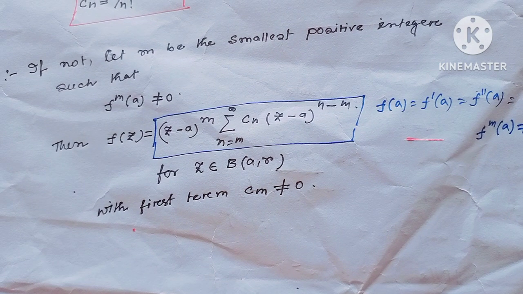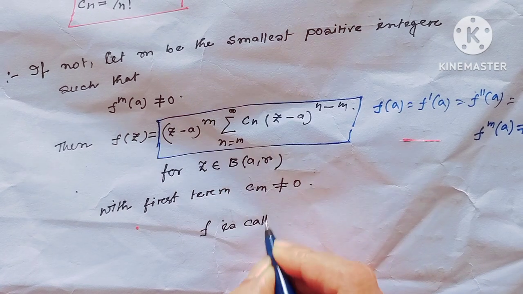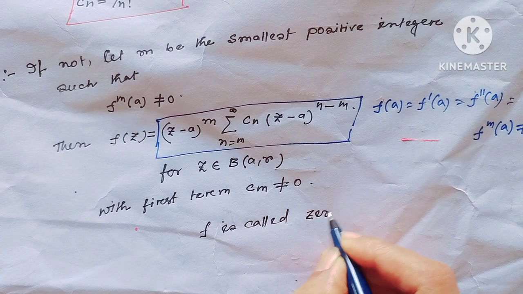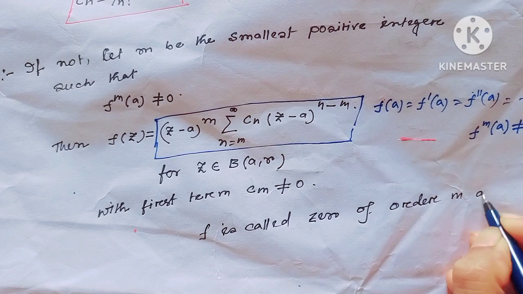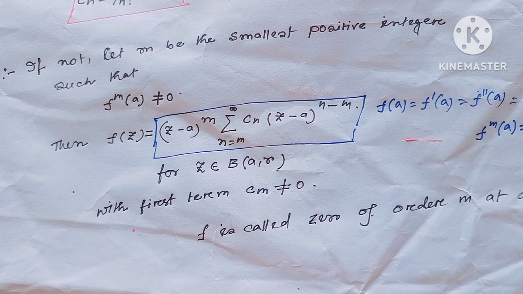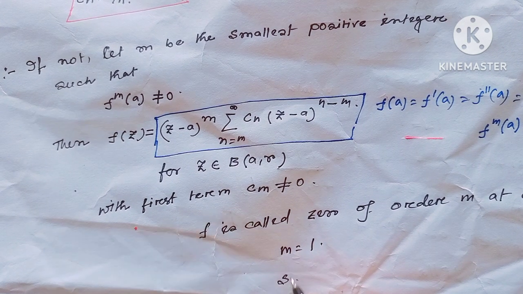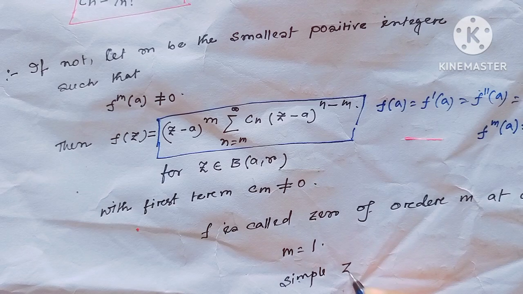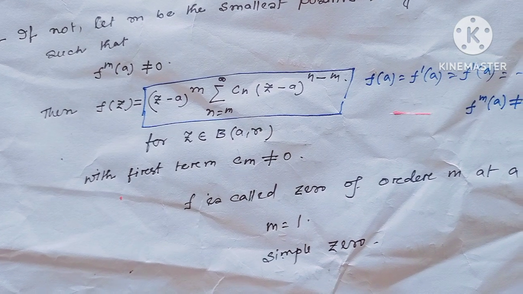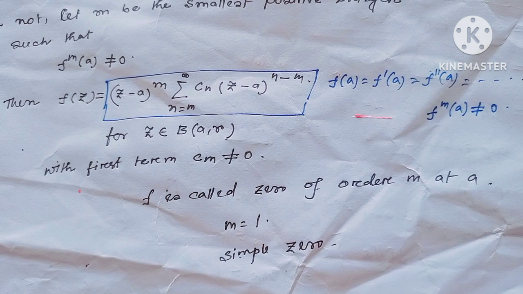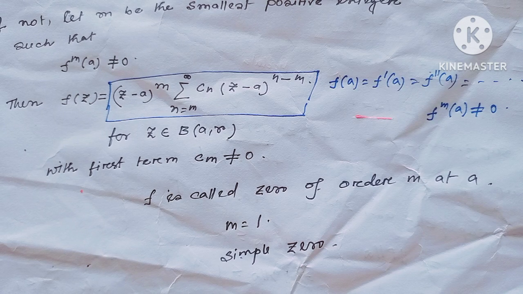In this case, f is called a zero of order m at the point a. In particular, if m = 1, then this is called a simple zero. I hope all my viewers have understood what a simple zero is, and what a higher order zero is.